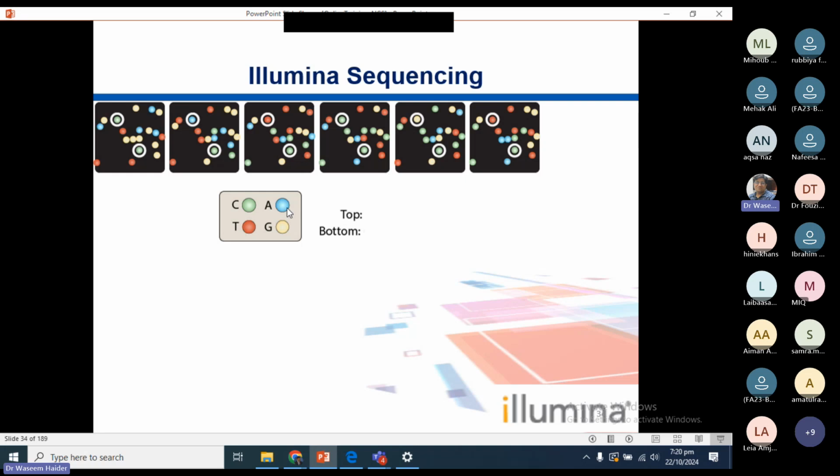So that one is A. This one is C. This one is, sorry, T. The green one is C. When you see yellow, that's G here. You see red, that's again a T. So the top one is this, and the bottom one is all green, so they are all C's here, right? So the top one is CATCGT. Here I'm just showing you a hexamer, six of them, but in real life they can be 100 or 150 or 250 depending upon the specification of the machine.